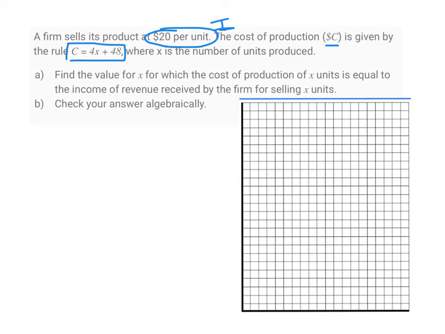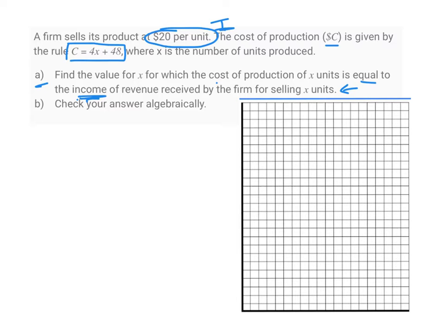So for our first example here, for A, we're going to find the value for X at which the cost of production of X units is equal to the income or revenue received. This is our break-even point. So we're trying to figure out when the cost is equal to the income. So that's the break-even point. To do that, we're going to do A graphically. So we're going to use a graph to figure this out.